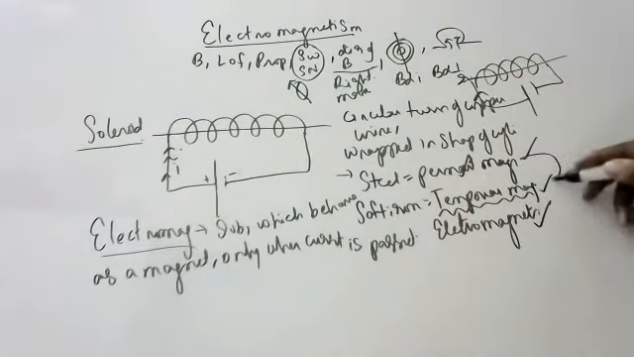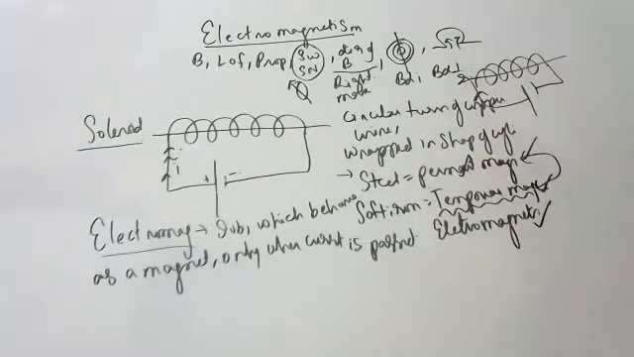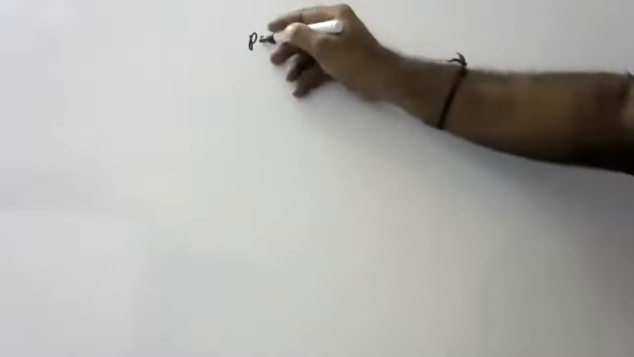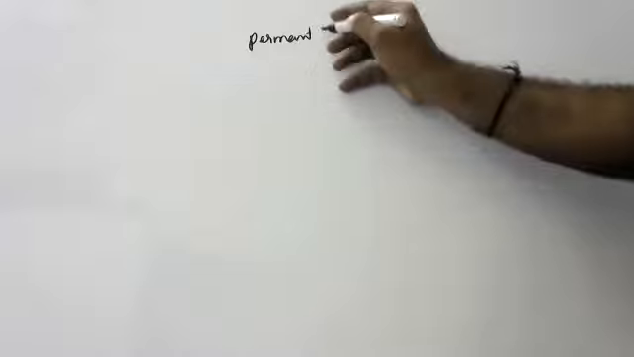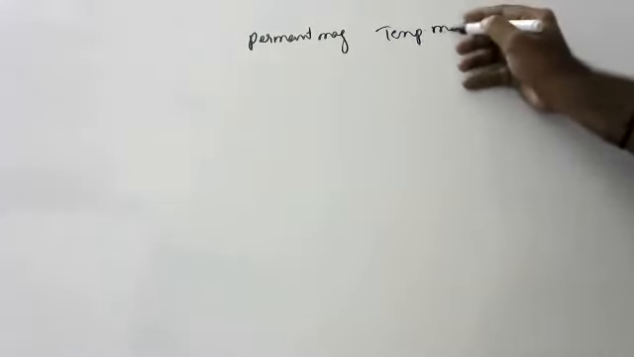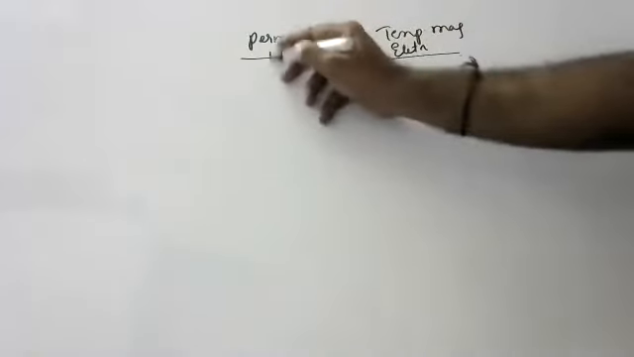Among permanent magnet and temporary magnet, which is better? Permanent or temporary? That is the question. What do you feel? Anyone? Children, do you have any idea? Permanent magnets are there and temporary magnets are there. Temporary magnets are called electromagnets. So, which is better?